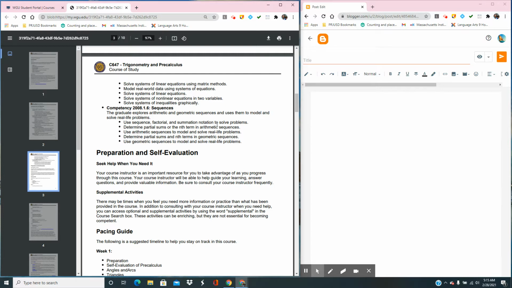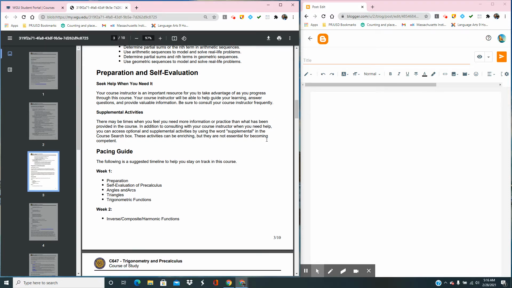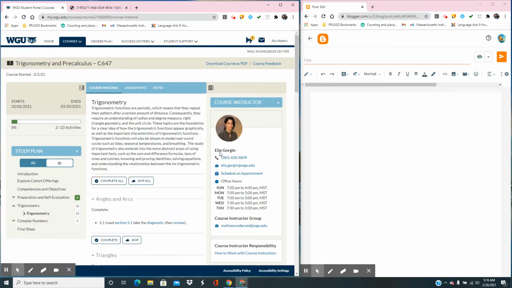Yesterday I went over the competencies and what I wanted to memorize. And now I'm going to continue going through this document. So, preparation and self-evaluation. Seek help when you need it. Your course instructor is an important resource for you. Take advantage of them as you progress through this course. Your course instructor will be able to help guide your learning, answer questions, and provide valuable information. Be sure to consult your course instructor frequently. So that is Ella Gorgon here.